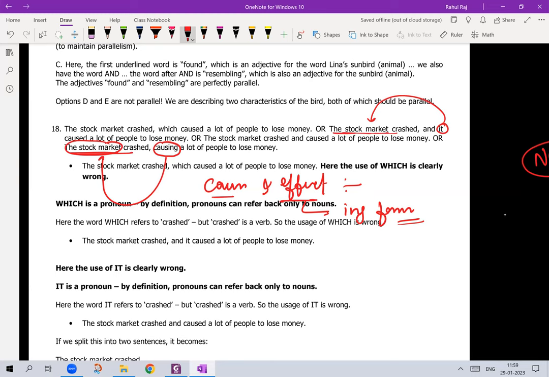But also saying that stock market crashing caused a lot of people to lose money would be correct, right? Stock market crashing caused a lot of people to lose money. Lose money, yeah. It should be written in a cause and effect situation. This is how it should be written. Should not write that way.